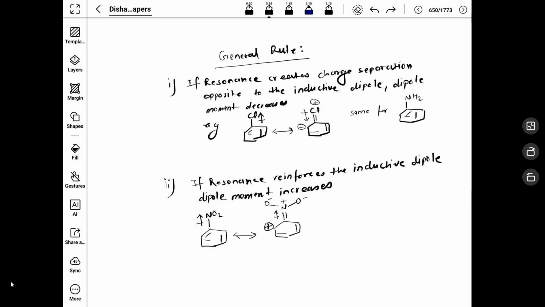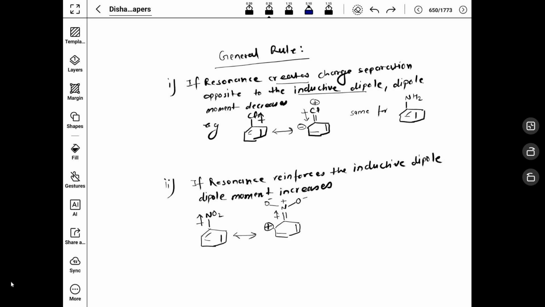So if the resonance creates charge separation opposite to the inductive dipole, then the dipole moment decreases. For example, in the case of chlorobenzene, the dipole moment direction is from carbon to the chloro side because chlorine is more electronegative. So the dipole moment direction is here, you can see.